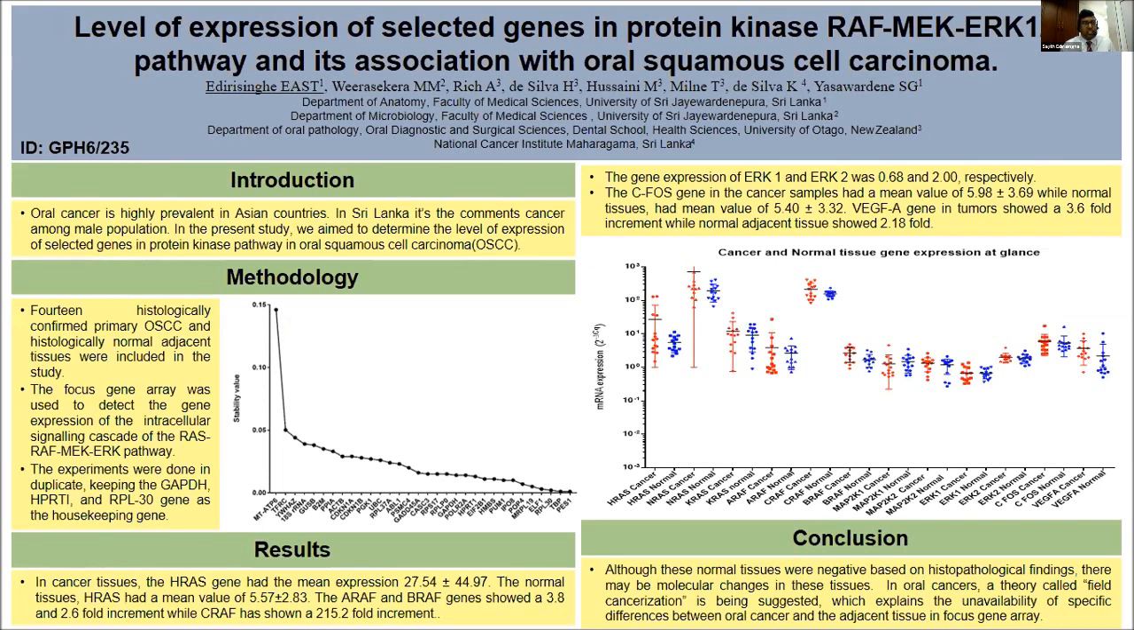We have done the histological confirmation on those tissues also. Histologically, those tissues which we took 1 centimeter away from the cancer are free from malignant changes, the nuclear changes and the cytoplasmic changes. In both those tissues, the cancer and the normal tissues, we have done the focused gene array for the selected intracellular signaling cascade of RAS, RAF, MEK and ERK pathways.